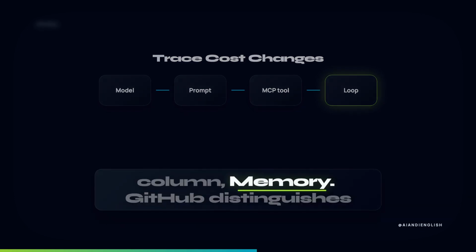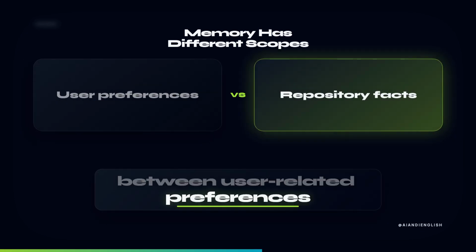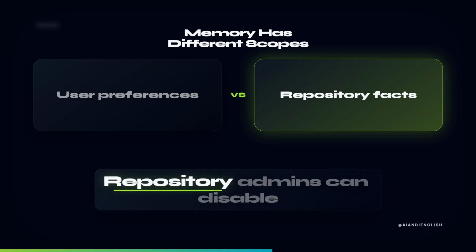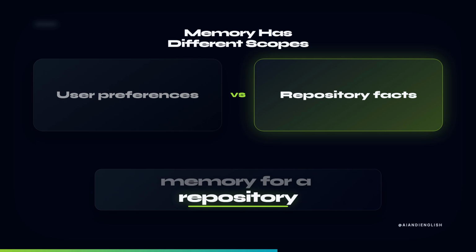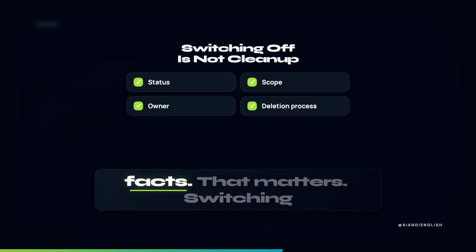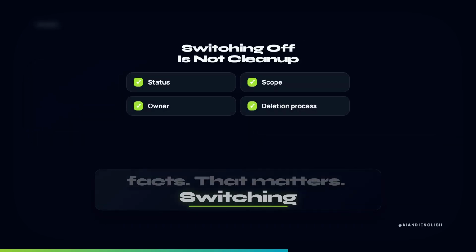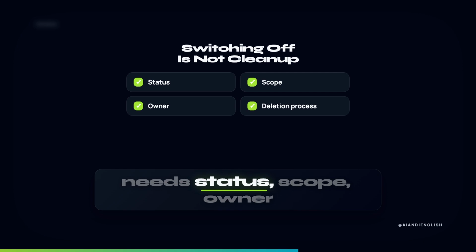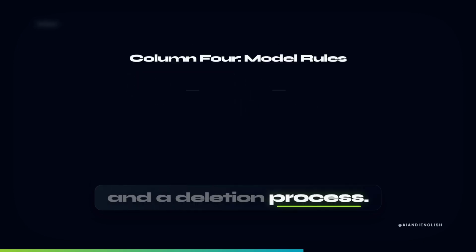Third column, memory. GitHub distinguishes between user-related preferences and repository facts in Copilot memory. Repository admins can disable memory for a repository without automatically deleting old facts. That matters. Switching it off is not the same as cleaning up. Your cockpit therefore needs status, scope, owner, and a deletion process.